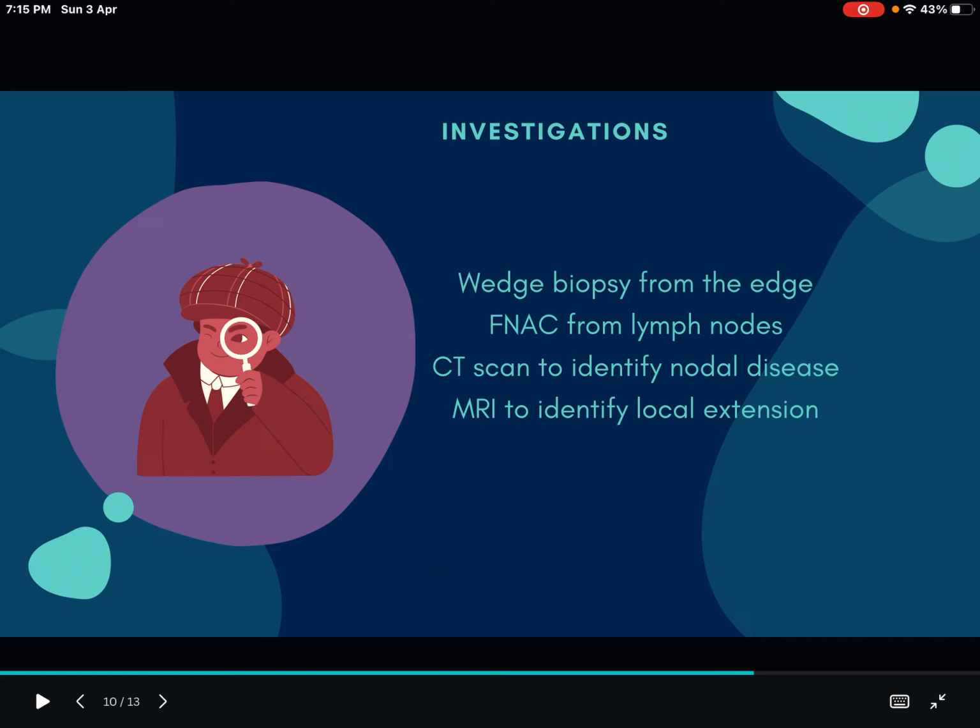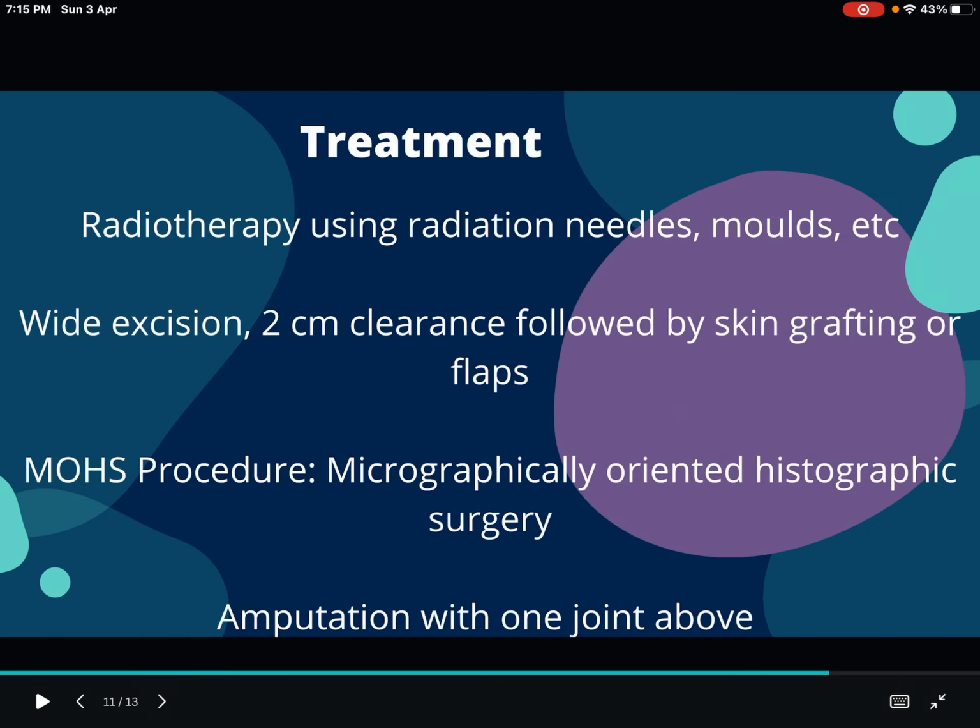Coming to the treatment part, radiotherapy using radiation needles and bounds are given, and wide excision with 2 cm clearance followed by skin grafting or flaps.